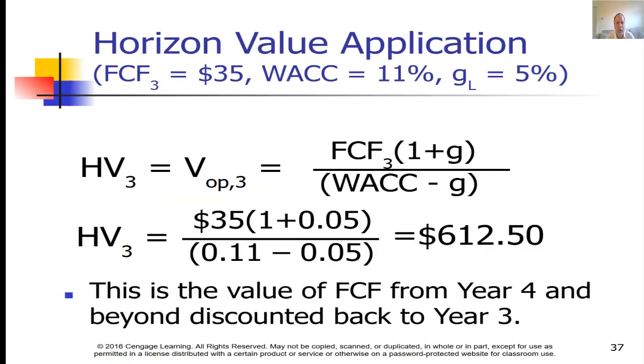In our example, the free cash flow in year 3 is $35 million, the WACC is 11%, and the constant growth rate after year 3 is 5%. So the horizon value, or the value of the operations in year 3, will be 35 times 1.05 over 0.11 minus 0.05. This equals $612.5 million in year 3.